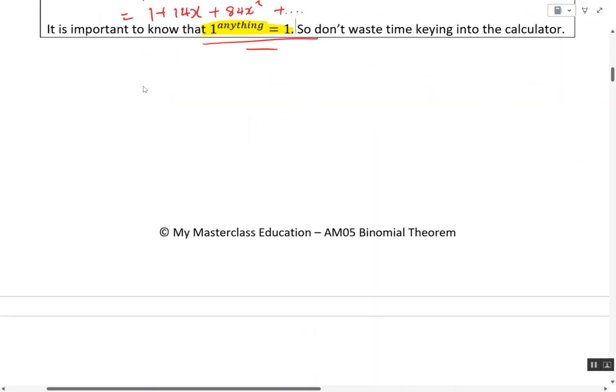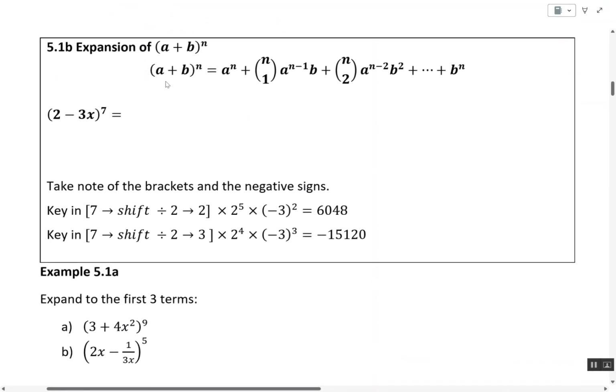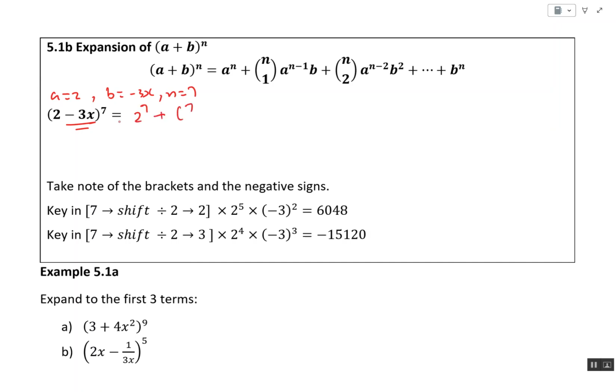So now let's apply it to a second example here. Again, we are going to use this expansion formula, and this is what you're asked to expand. In this case, my a is 2, but take note, my b is the entire negative 3x here. So your b is negative 3x, and your n is 7. Then just plug in the numbers again. You have 2 to the power of 7 plus 7 choose 1 times 2 to the power of 6. Then take note, there's a minus 3x here. It's not just 3x because my b is minus 3x.